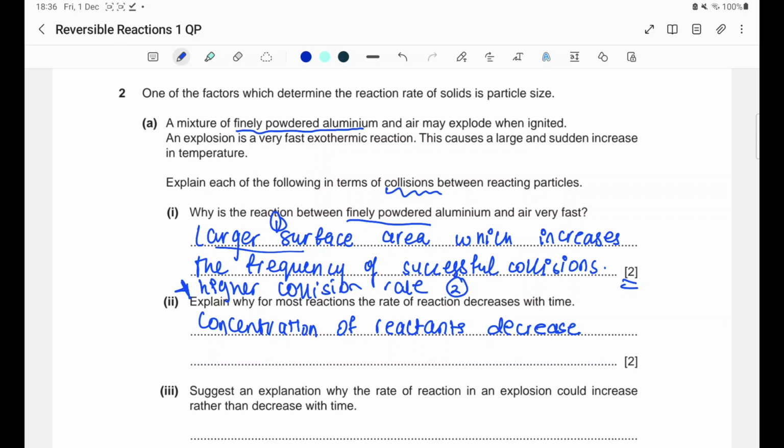in a different marking scheme, they give you the 2nd mark for explaining the collision theory behind concentration. Now, as a student, you do not know the marking scheme beforehand of whichever exam you're giving. So for the safe side, write the valid point that answers the question. So explain why for most reactions the rate of reaction decreases with time.